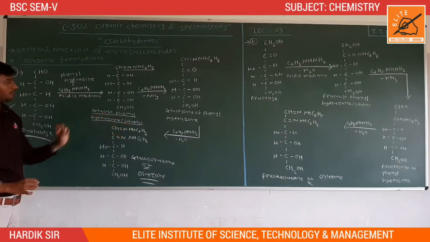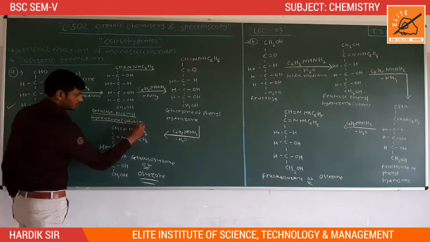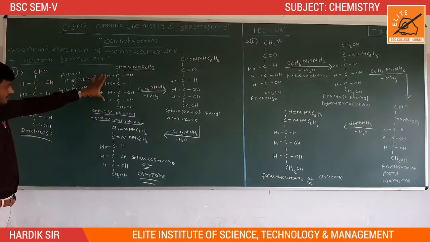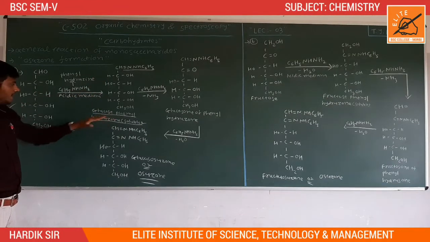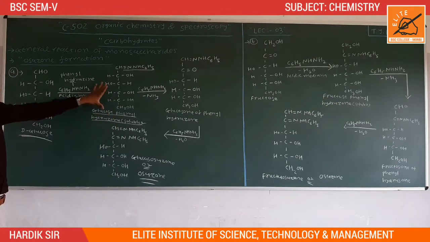This is the soluble product. And this is the structure of glucose phenylhydrazone. This is our first intermediate product.